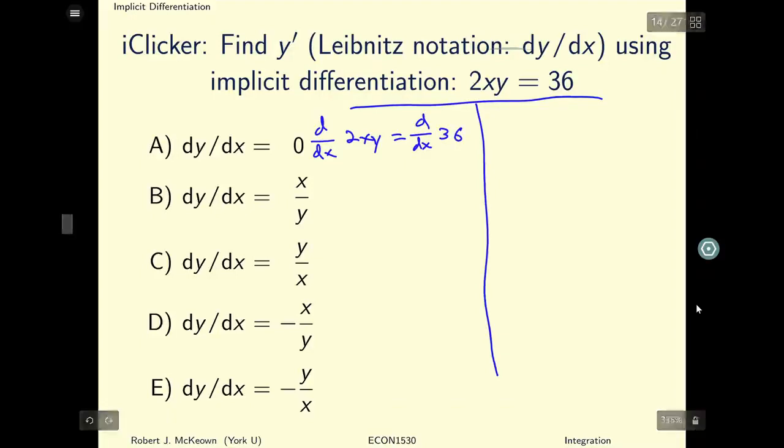And when I do that, I'm going to get 2xy prime plus 2y is equal to 0. And I get y prime is equal to negative y over x.